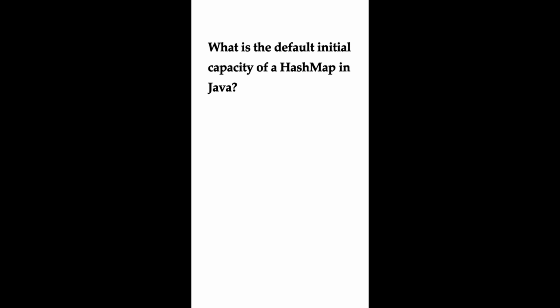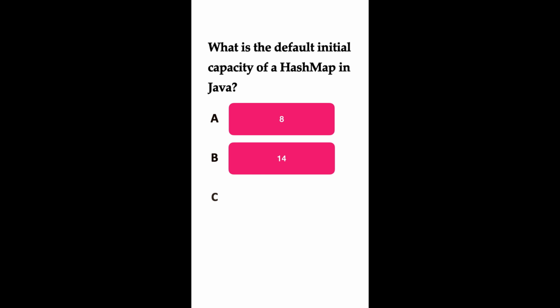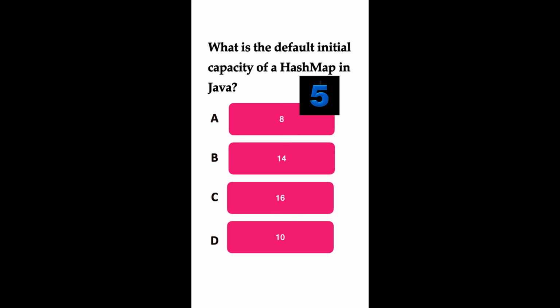What is the default initial capacity of a HashMap in Java? Option A, 8. Option B, 14. Option C, 16. Option D, 10. You have 5 seconds to answer this question.